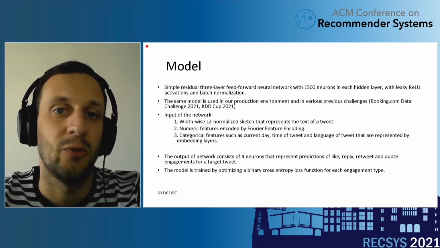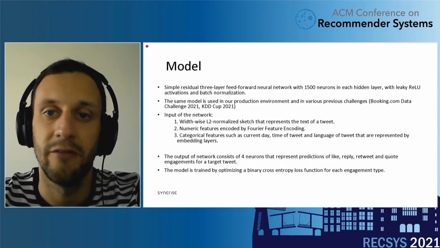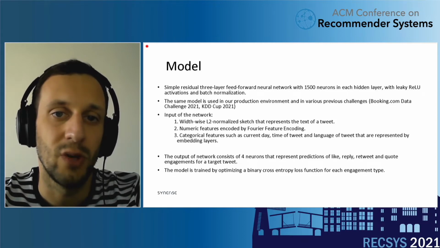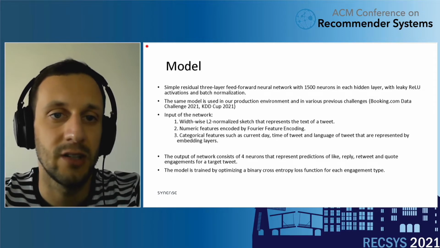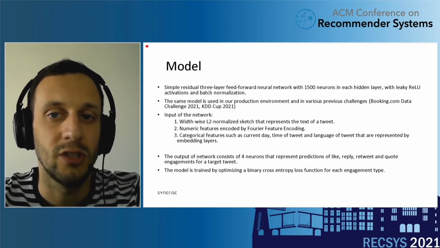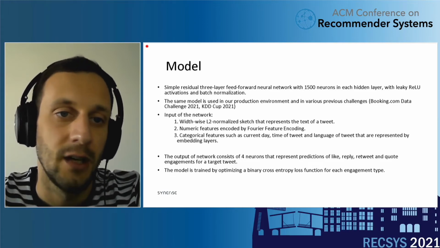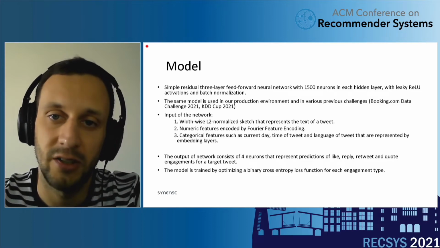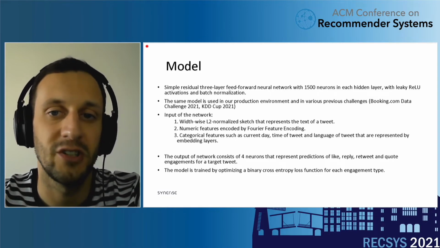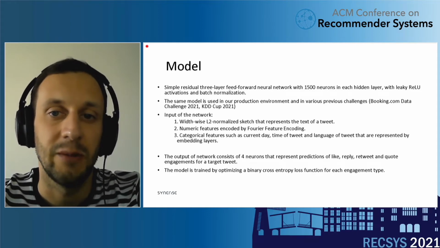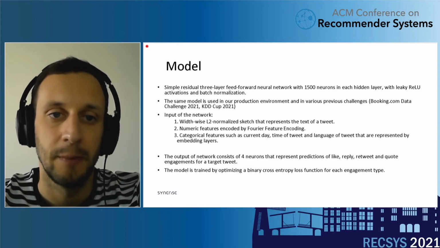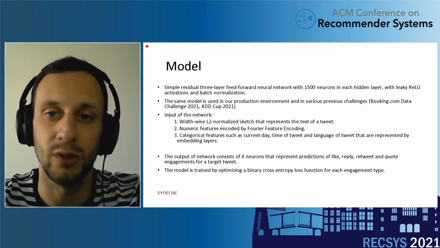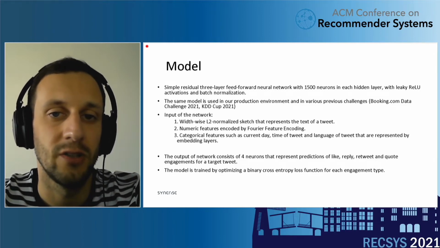And we base our model architecture on our previous design choices, which proved appropriate for recommendations with MD in various previous challenges, and which form the backbone of our commercial system. We train a 3-layer residual feed-forward neural network with 1,500 neurons in each hidden layer, with leaky ReLU activations and batch normalization. The input of the network consists of the following feature vectors, which are simply concatenated. First, a width-wise L2 normalized sketch that represents the text of a tweet. Numeric features such as number of historical interactions, number of followers, and so on, which are encoded with our Fourier feature encoding. And finally, categorical features such as the current day, time of a tweet, language of a tweet, that are represented by embedding layers. The output of the network consists of 4 neurons that represent predictions of like, reply, retweet, and quote engagements for a target tweet. The model is trained by optimizing a binary cross-entropy loss function for each engagement type.